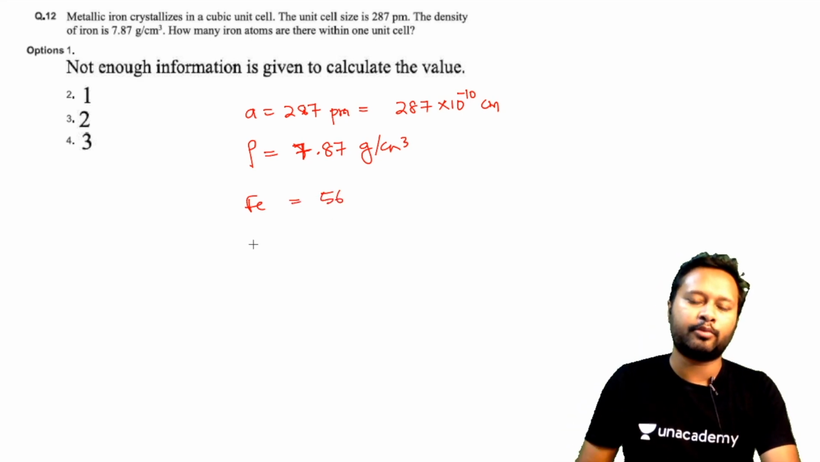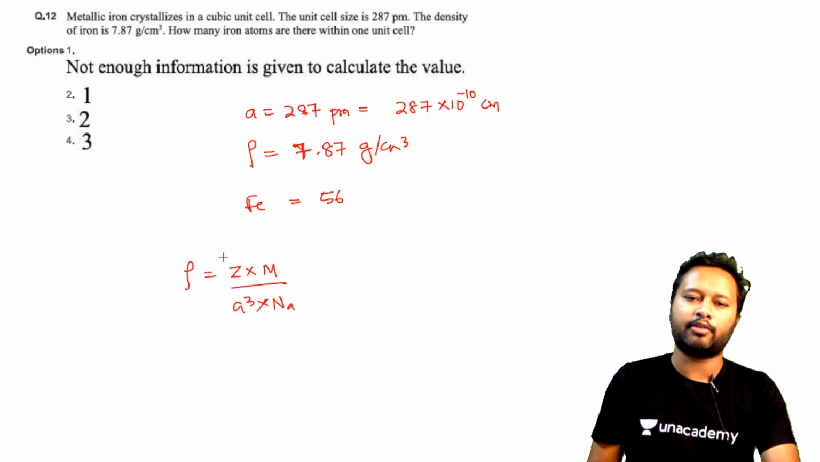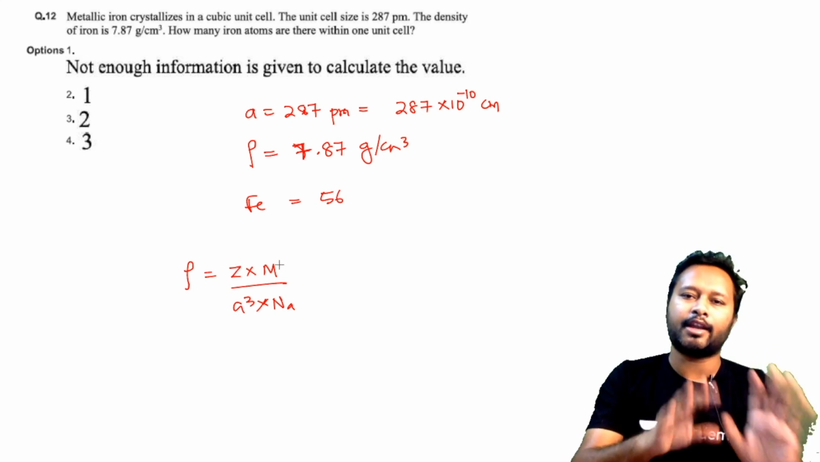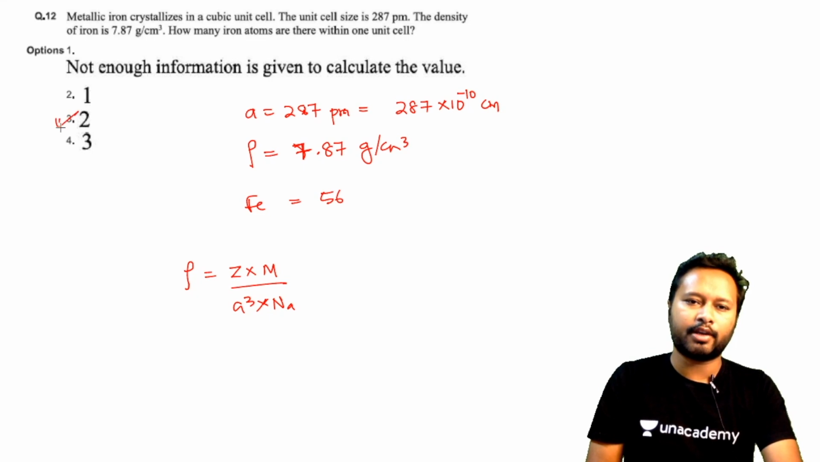Now you just need to put it in the formula of density. Density is equal to Z into M upon a cube into Na. So put all the values here and you need to find out Z. Everything is given, just put everything, calculate Z, and on solving you will get 2. So you will get 2 as the answer for this.